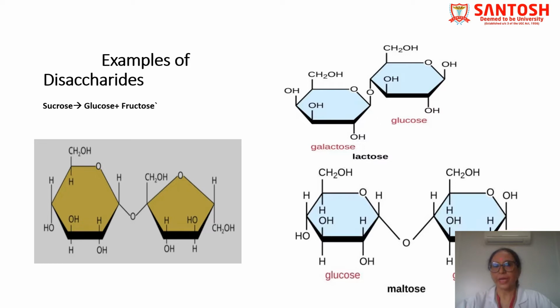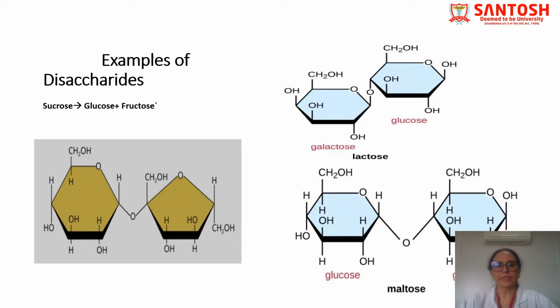But in the case of disaccharides, there are 3 examples I am going to show, out of which 2 are reducing and 1 is non-reducing, and we will see why these 2 are reducing and why this one is non-reducing. First, let's talk about the reducing ones.